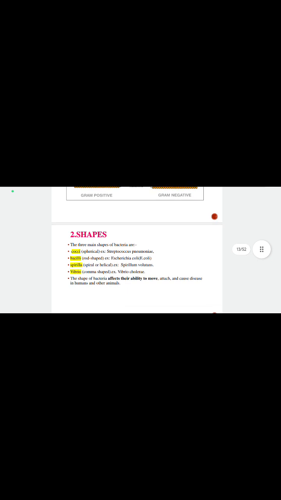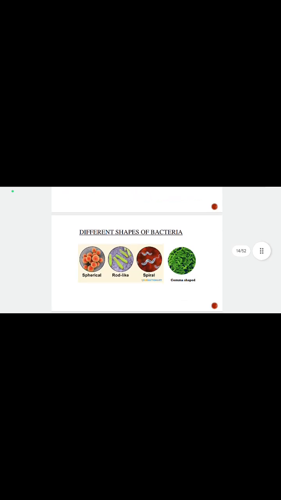Then shapes. The three main shapes of bacteria are cocci, that means spherical shape; bacilli, that means rod shaped; spirilla means spiral or helical shaped; and vibrio means comma shaped. Examples: cocci, Streptococcus pneumoniae; bacilli, E. coli; spirilla, Spirillum volutans; vibrio, Vibrio cholerae. The shape of bacteria affects their ability to move, attach and cause disease in humans and other animals. These are the different shapes of bacteria: spherical, rod-like, spiral-shaped and comma-shaped.